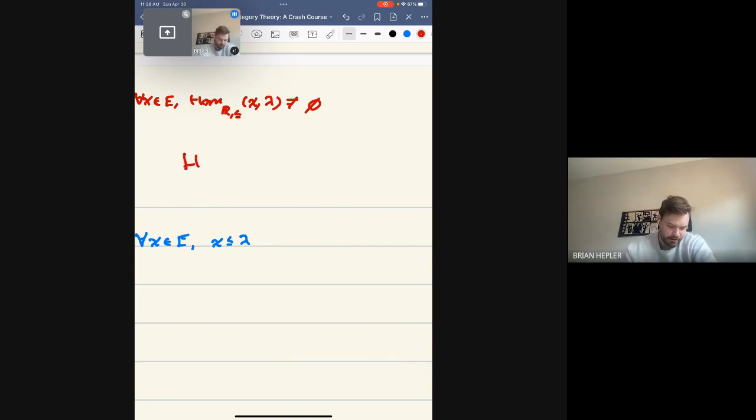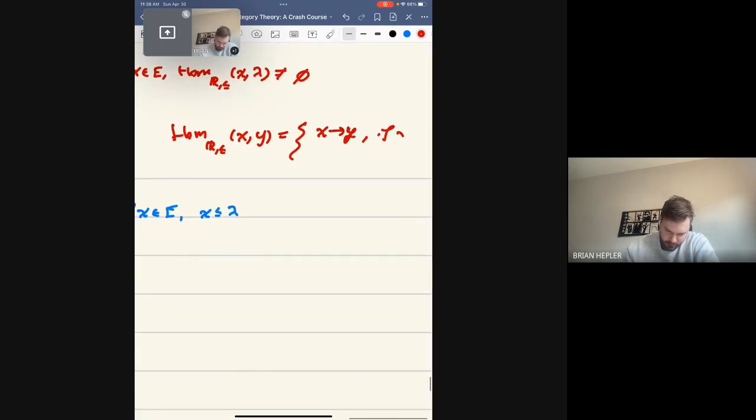So we recall with this poset category notation, the morphisms from x to y are either a singleton set or they're empty. So it either consists of a single morphism from x to y if x is less than or equal to y, or it's empty otherwise. So the morphisms are just keeping track of the order relation between the elements.